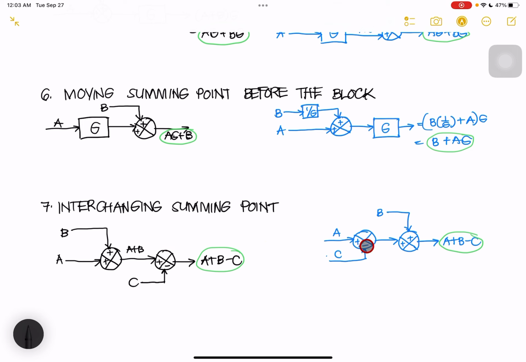So what happens is you should copy the signal, or whether that node is positive or negative. So, C did not change, and B did not change either. So, A plus B minus C, A minus C plus B, which is just the same. So, we just rearranged this to simplify the system.